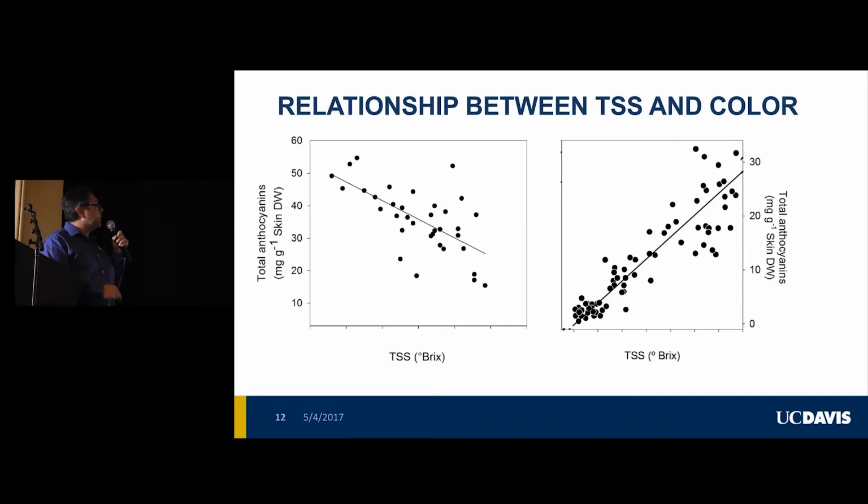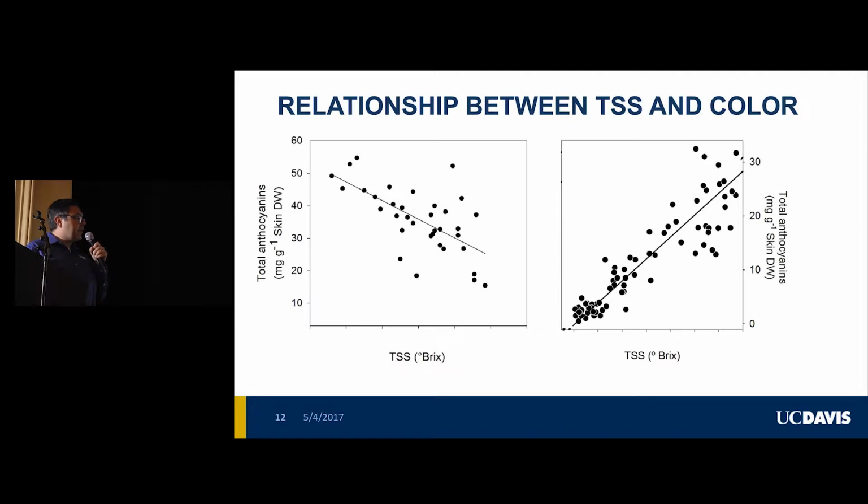The y-axis is total anthocyanins, milligrams per gram of skin dry weight. So this is a gravimetric measure. So in this figure, as you're accumulating more total soluble solids, your anthocyanins are declining. I'm proposing something else completely different here. When I put total soluble solids on the x-axis, looking at total anthocyanins here, it's increasing.